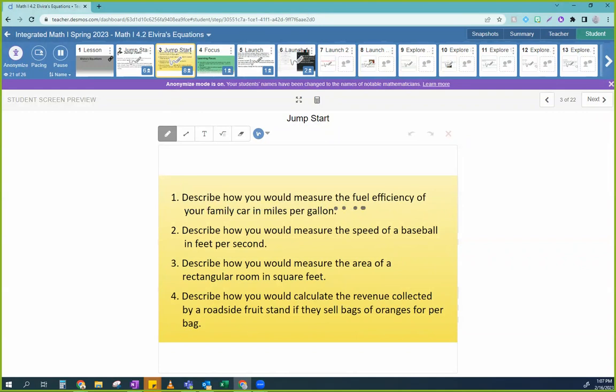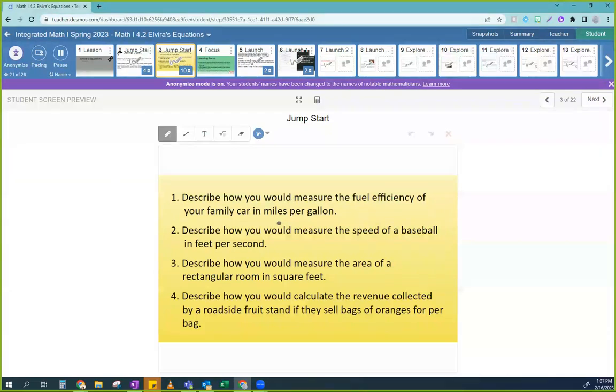Describe how you would measure the fuel efficiency of your family's car in miles per gallon. So these are all quantity answers. They're asking you to describe quantities. So you can find the unit rate of something. Very good. So that's back in seventh grade. Unit rate is what you learned.